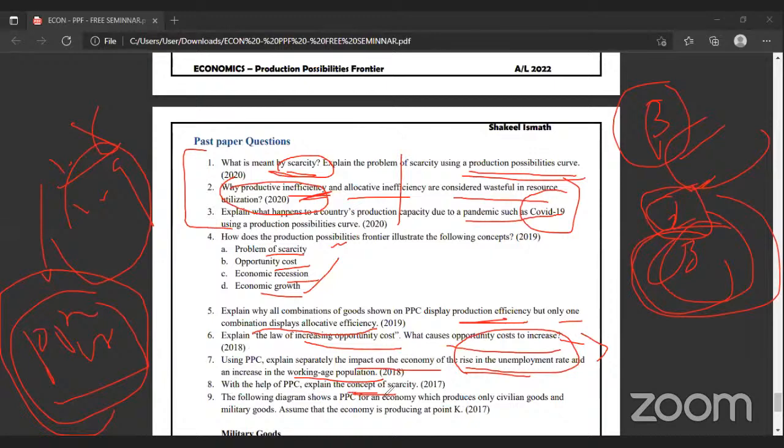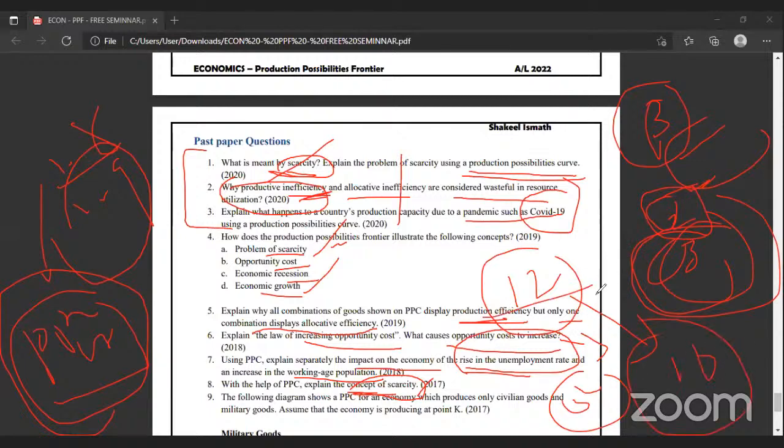With the help of PPC, again explain scarcity, 2017. Scarcity was there in 2017, 2019, 2020. It doesn't mean that one year they ask and the next year they don't ask, because there are 12 units in your economics. Definitely all 12 units will be taken for 50 MCQs and 10 part 2 questions. Then you can ask, 12 units, how can they take 10? Because 2 units will be combined in one question. For example, the 9th unit and 10th unit will be combined in the 8th question.